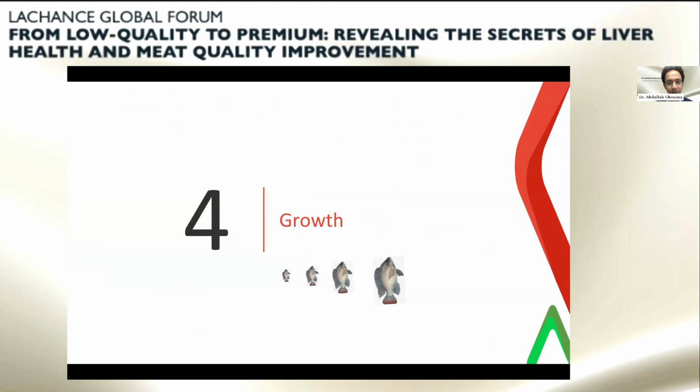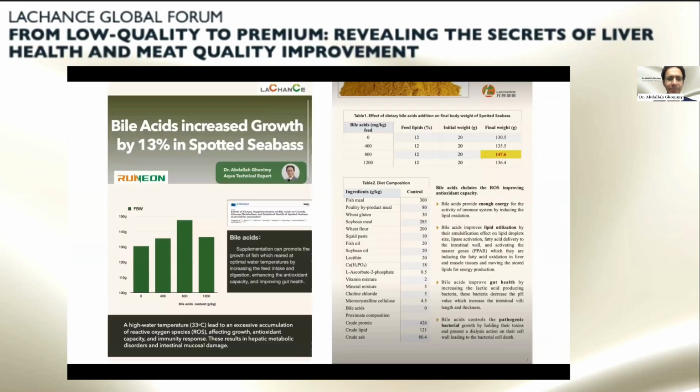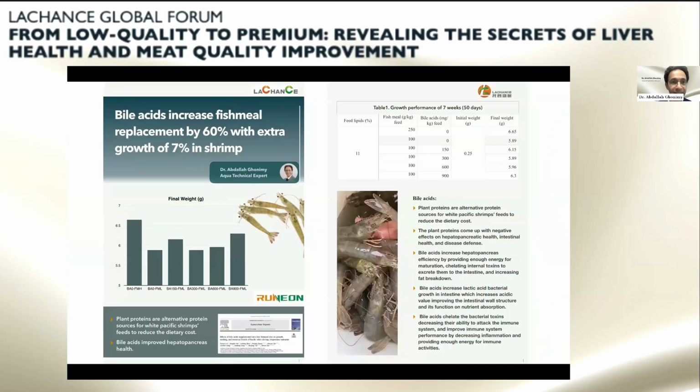The previous points that we have explained were describing some key solutions in aquaculture. But in this point, we are going to talk generally about growth in different fish, including what we have already mentioned and other kinds of fish we didn't mention today. For example, here, bile acid increased the growth of seabass by about 13%. Also, for shrimp, it could be 7%, even if we replace the fish meal by about 60%.